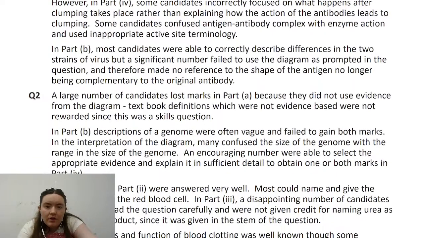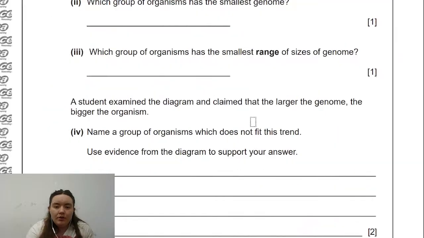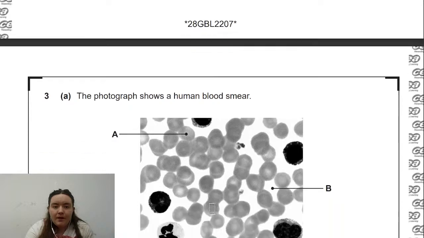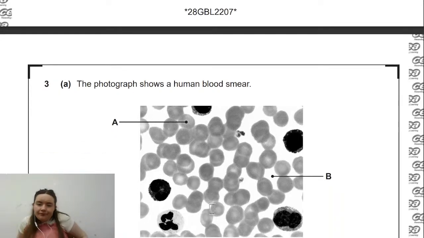Let's see. In Part B, descriptions of a genome were often vague and failed to gain both marks. In the interpretation of the diagram, many confused the size of the genome with the range of the genome. So they're saying that people basically swapped their answers. So some people said mammals when they were supposed to say bacteria, and bacteria when they were supposed to say mammals. An encouraging number were able to select the appropriate evidence and explain it in sufficient detail and to obtain one or both marks in Part 4. So, okay. So now we move on to question 3.